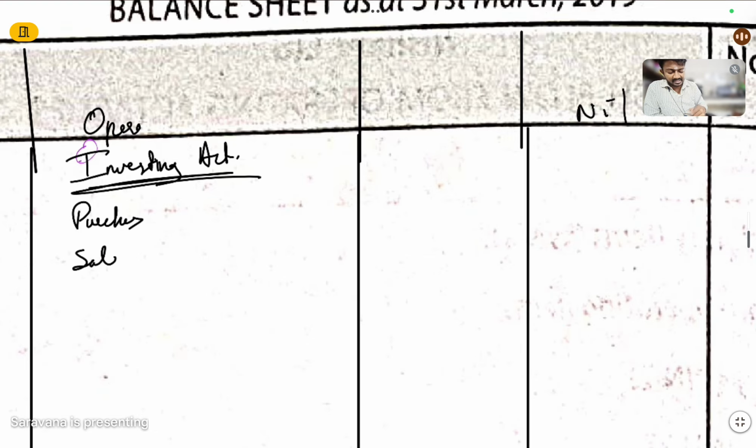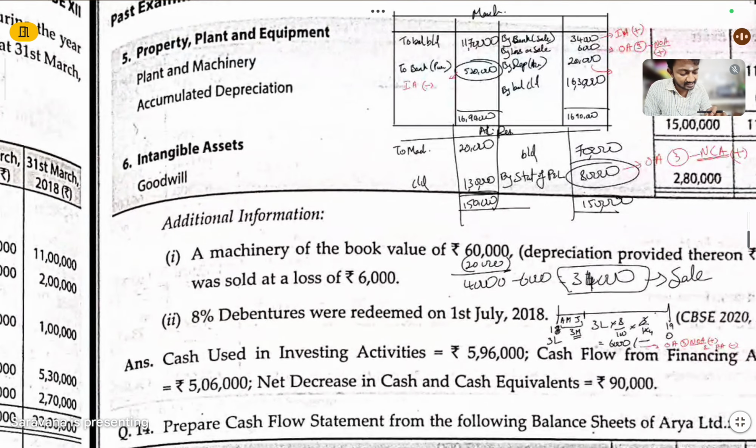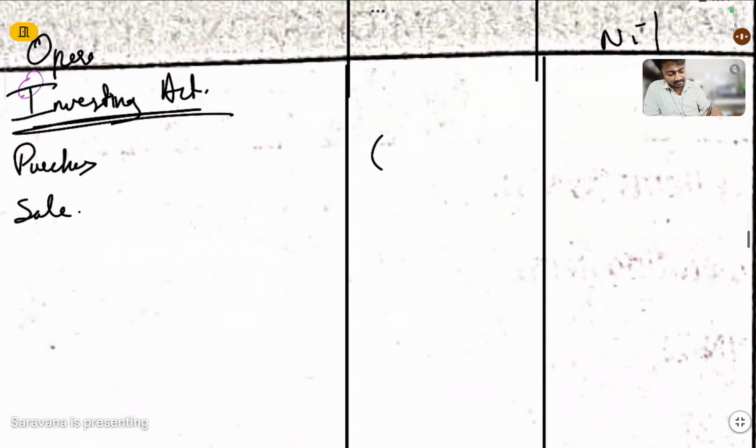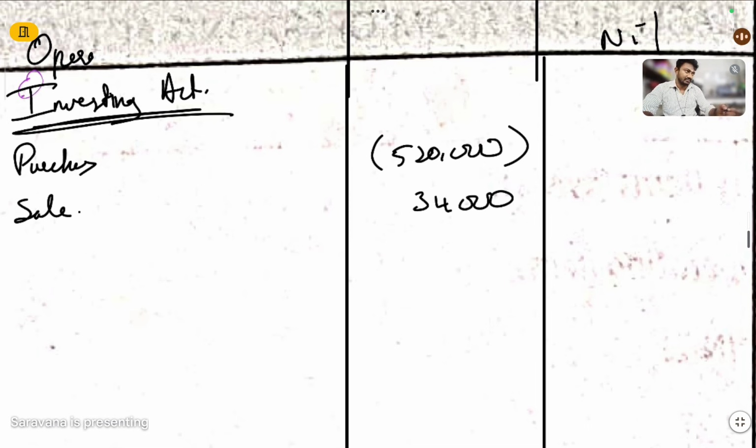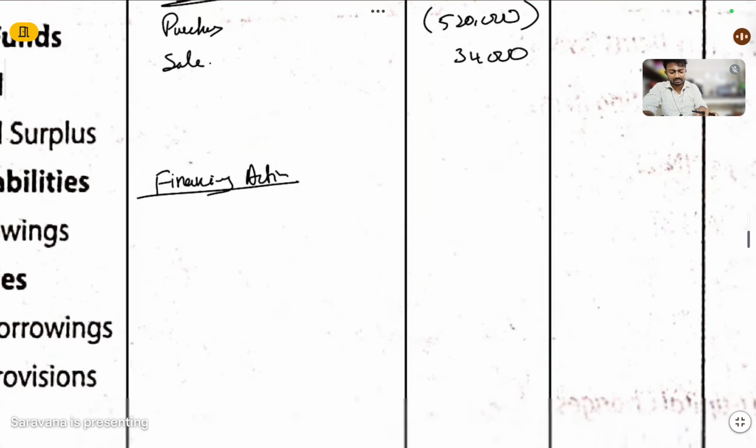Purchase, sale. What is the purchase value? 5,20,000. Don't forget to put the bracket. Purchase means it's a cash outflow. And then sale 34,000. It will be in positive. And then financing activity. Investing activity will be negative. We passed till the question is not over.